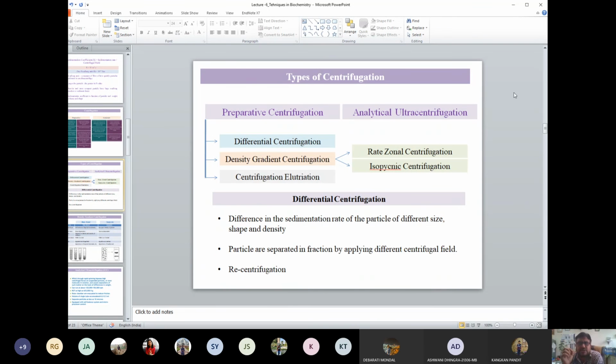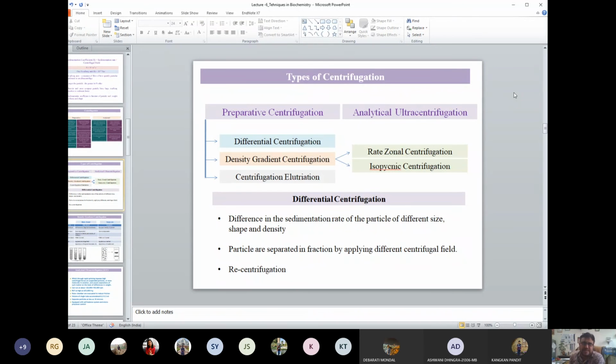Third is centrifugal elutriation. I told you that companies and industry people use this type of centrifugation where they continuously need to separate the centrifuged product out of the mixture. So that is a continuous process, and that's why the term centrifugal elutriation.